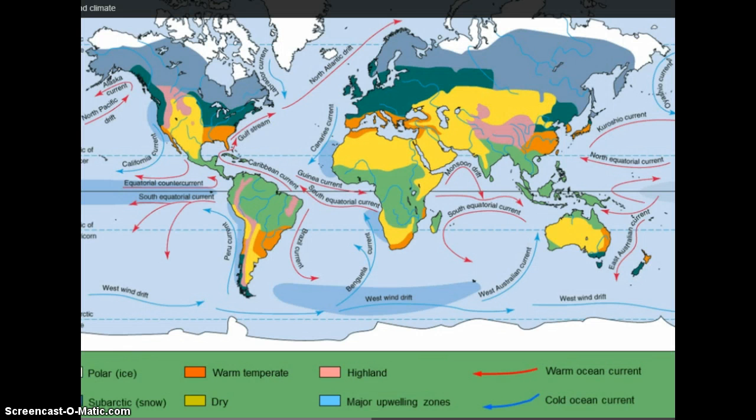So what we're looking at in this map are the surface currents. You can see those that originate around the equator are in red. Those are our warm currents. And those that originate closer to the poles are in blue. Those are our cold currents.